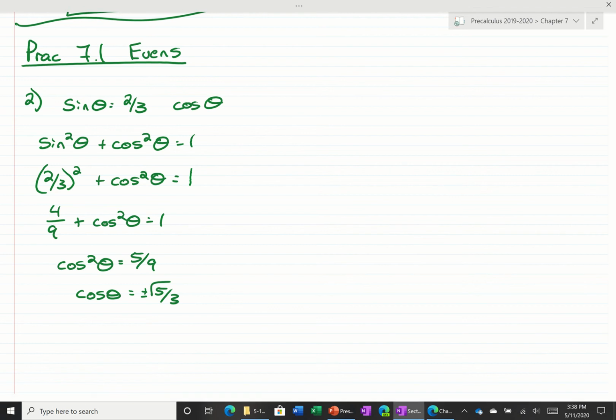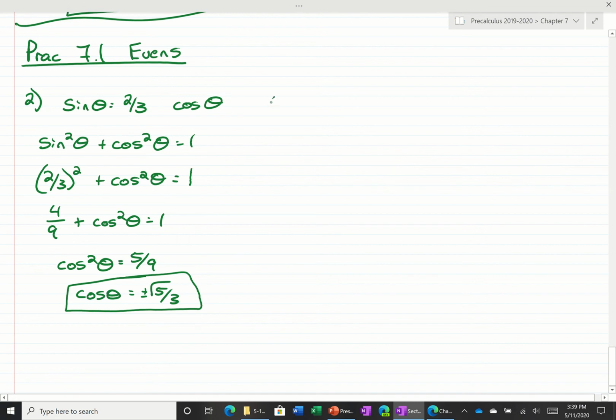All right, so let's go to the second problem. The problem does say that all of our angles are between 0 and 90 degrees, so that's why the answer is just positive root 5/3 instead of the plus or minus, but that doesn't matter. I prefer if you put the plus or minus because that shows me you remember absolute value.